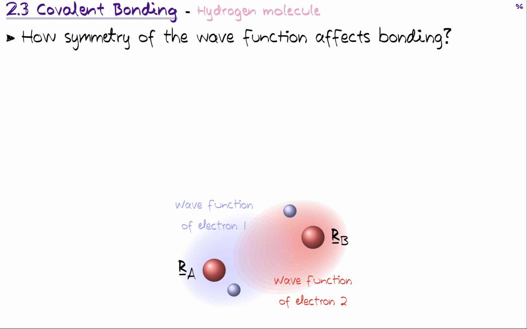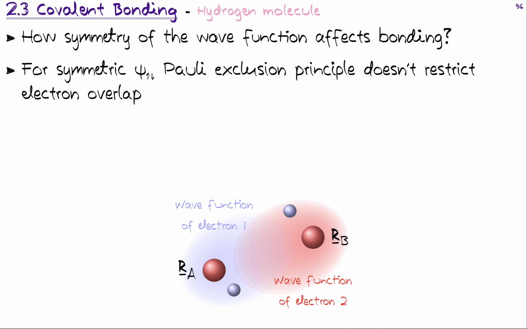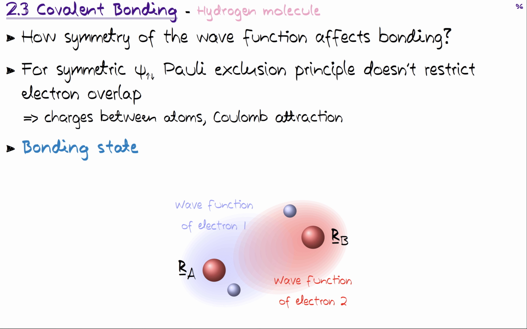And now we see the other case, so that if you have a symmetric psi, so one spin up, one spin down, the Pauli exclusion principle doesn't really restrict the electron overlap anymore. And what happens is that we may have charges between the atoms, and these provide Coulombic attraction, and the total energy of the system can be minimized by the atoms actually coming closer together. And subsequently, what we have is a bonding state taking place. And that's shown in the figure here.